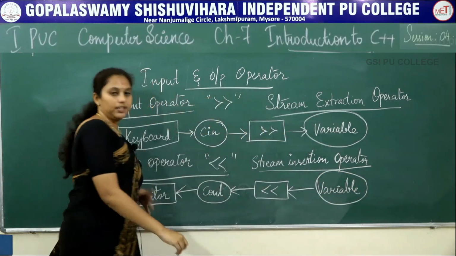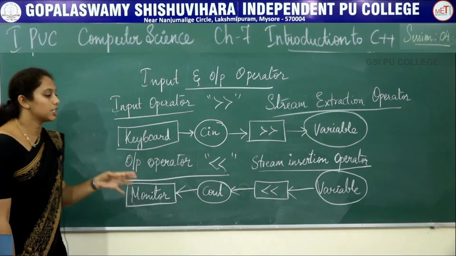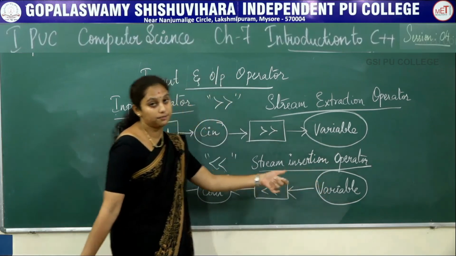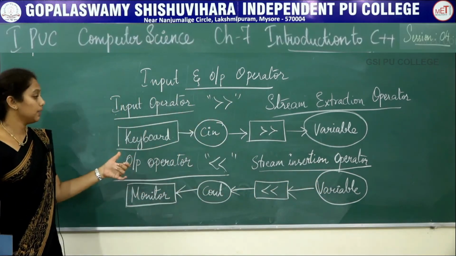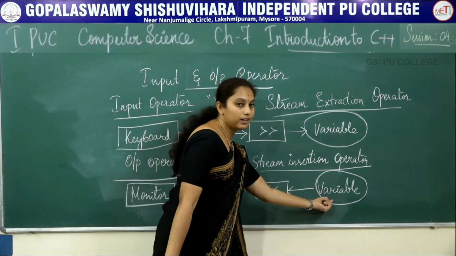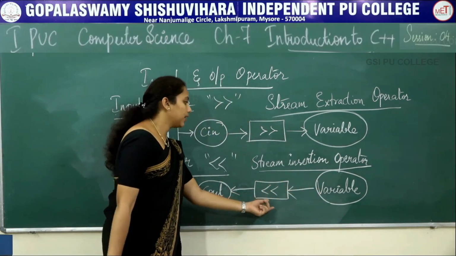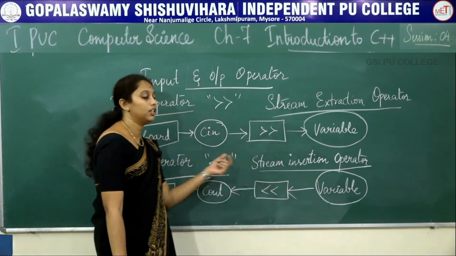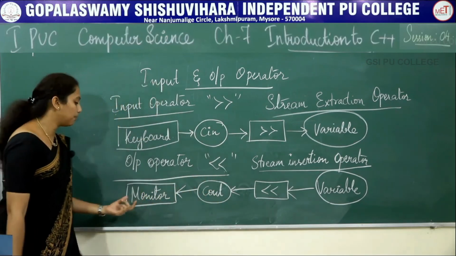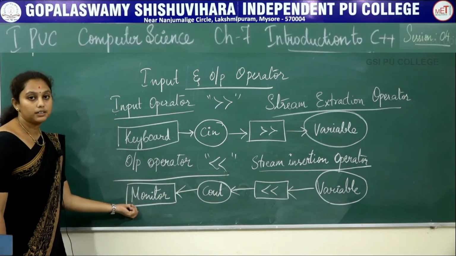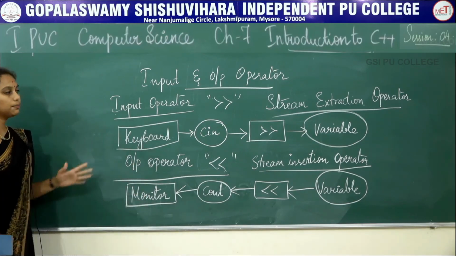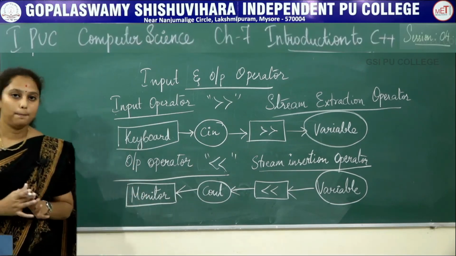What we are doing here is displaying the value of the variable which is extracted from the input device. How are we displaying it? We are displaying the value of the variable using the stream insertion operator followed by the cout object, followed by the standard output device, that is the monitor. So this is about input and output operators.